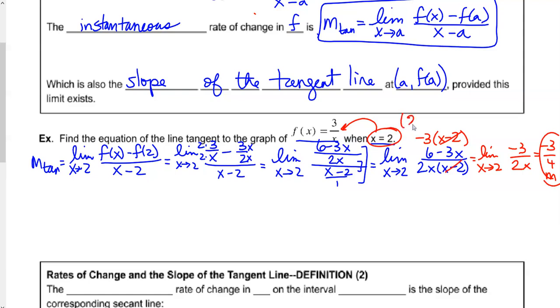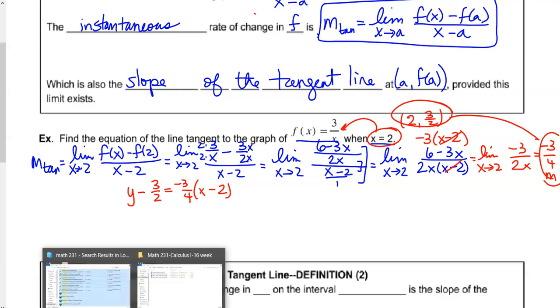So the point that I'm going to use in the equation of my tangent line is the point (2, 3/2). I'm going to take this point and this slope and write the equation of the tangent line. So here we go. We're going to go y minus the y value, which is 3/2, equals my slope, which is negative 3/4, times x minus the x value, which is 2.